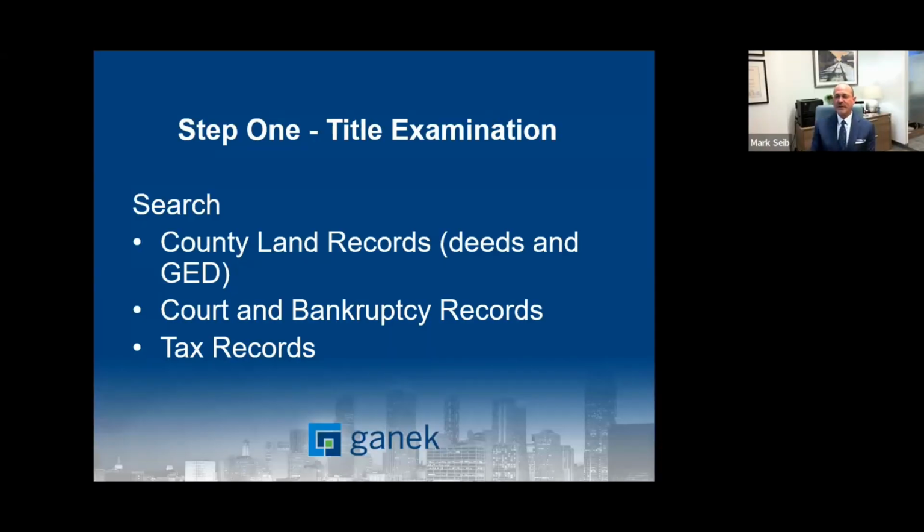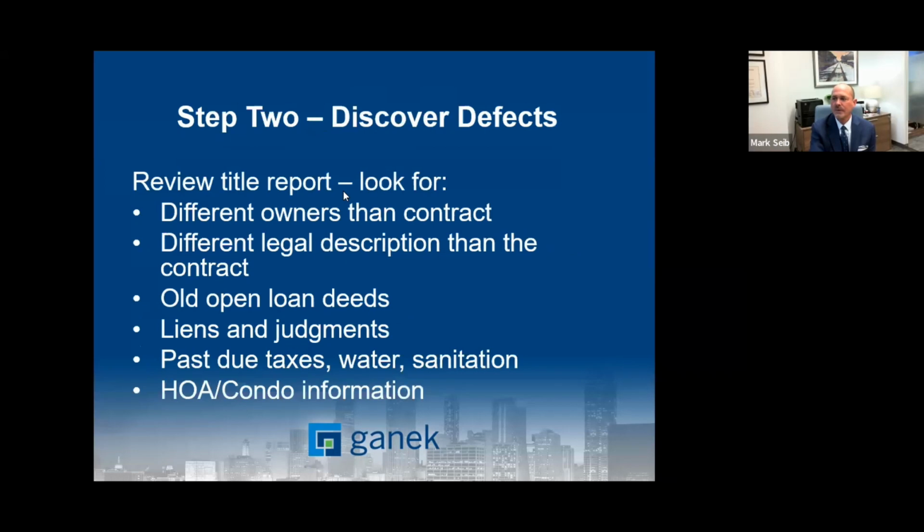All right, so step one, we talked about this already. Let's go back down. Discover the defects. So that's kind of what we were just going over. Review the title report and look for different owners other than the contract, different legal description than the contract. Now, the contracts don't always have an exhibit legal description. Sometimes they do. Sometimes they have a copy of the deed. Sometimes they have a reference to a deed book and page, which is perfectly fine because we can go on the Clerks Cooperative website and pull a copy of the deed ourselves to compare the legal description. So obviously we want to make sure that what we're closing matches.